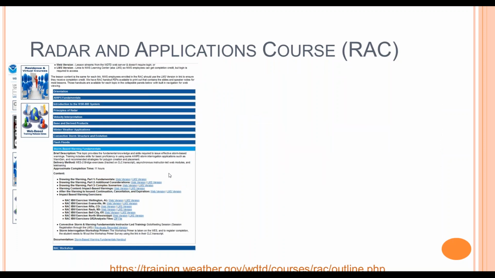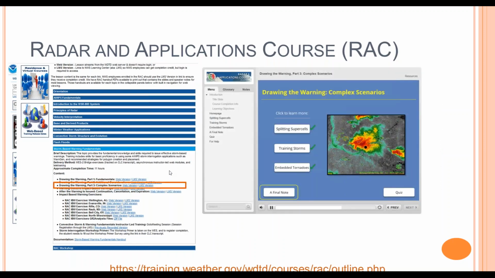In the third module, we again add just a little bit more complexity, and we start to talk about some scenarios like splitting supercells, training thunderstorms, and tornadoes embedded in lines. Now, there are a lot of scenarios that get complex when we're issuing warnings, and even these 3 things could use a deeper look than what we give them here in the RAC. But we introduce that it's not always textbook and it's not always a straightforward decision. And we'll also get into a bit of a deeper look when I start talking a little more about WALK Severe.